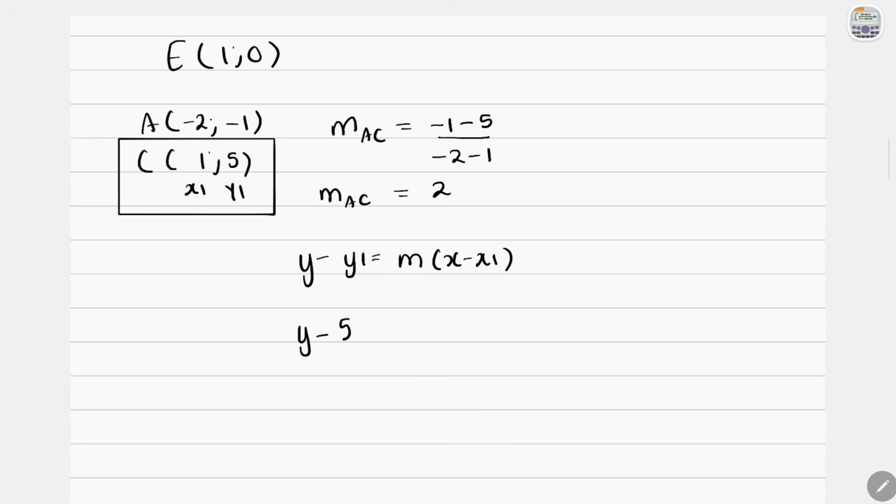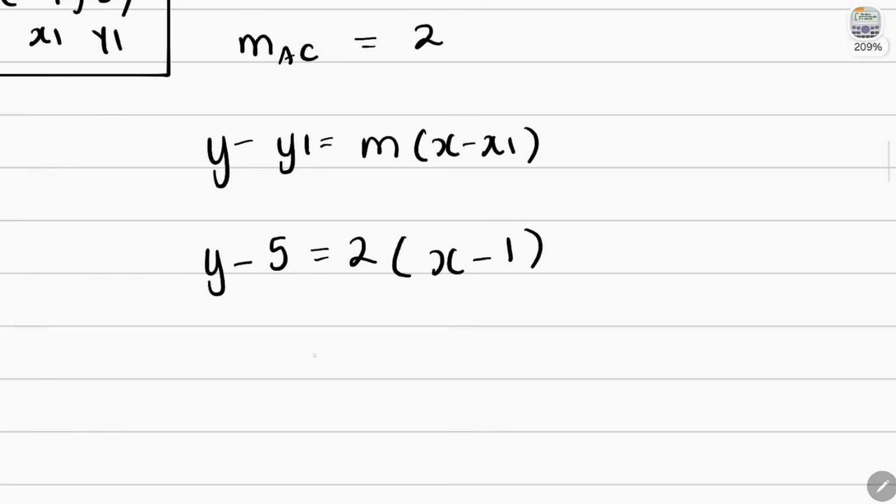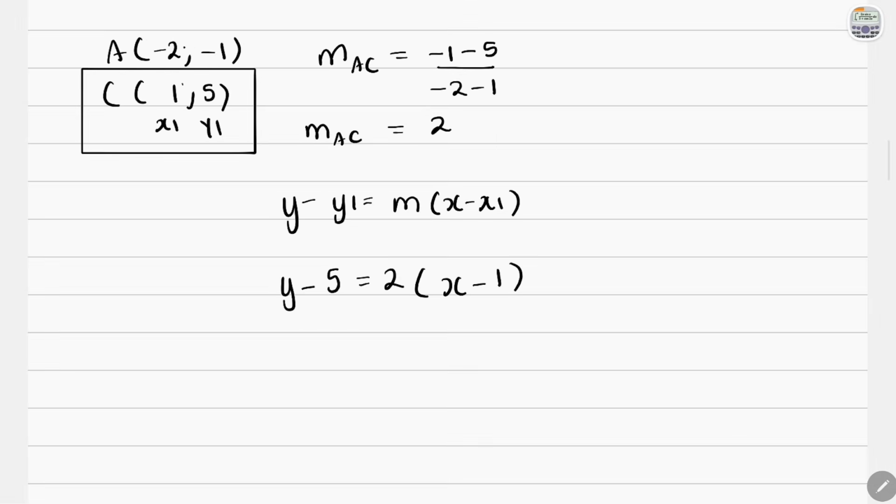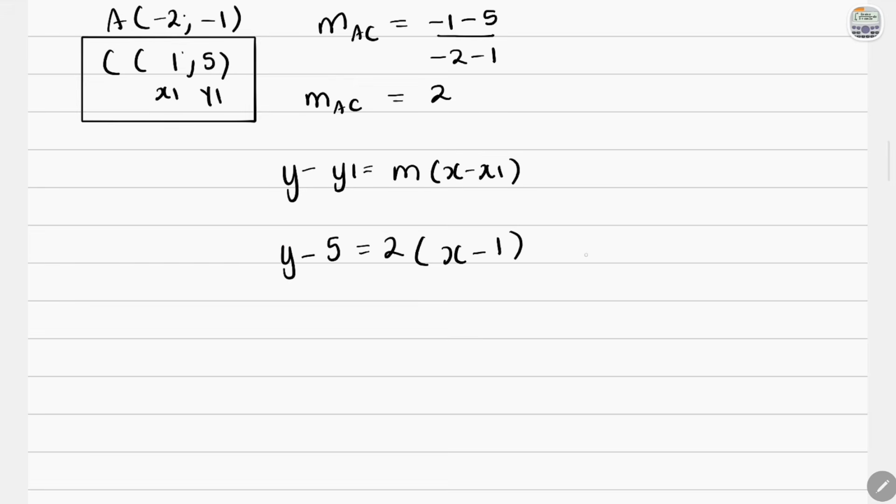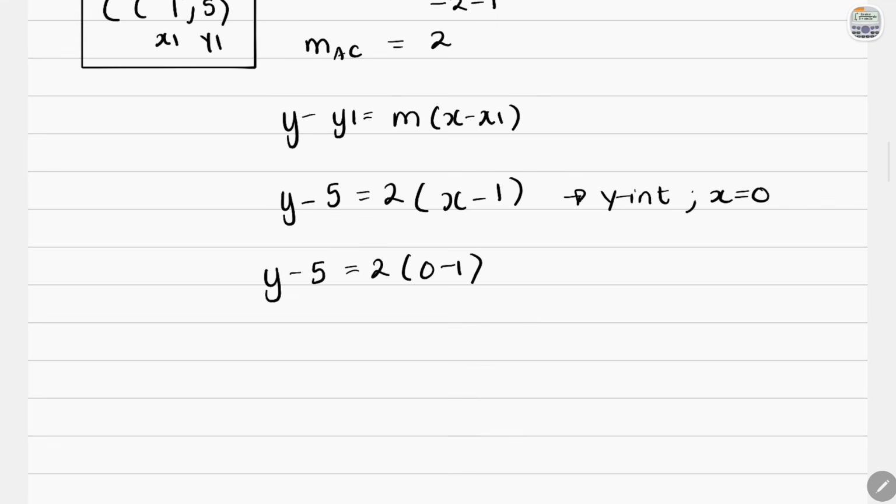So minus, and we have 5 is equal to 2, and then multiply by x minus x1, which is 1. So this is simply, well, I don't have to actually put this in standard form. I can just go ahead and find the y-intercept straight away. So to find the y-intercept, make x equal to 0. So y minus 5 is equal to 2 times 0 minus 1. And then solve for y.